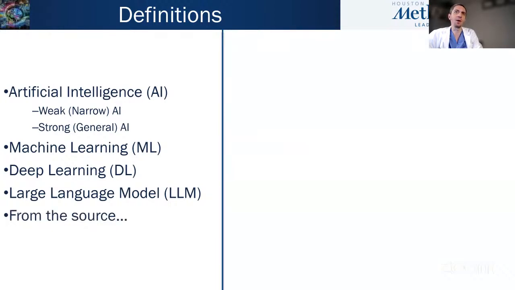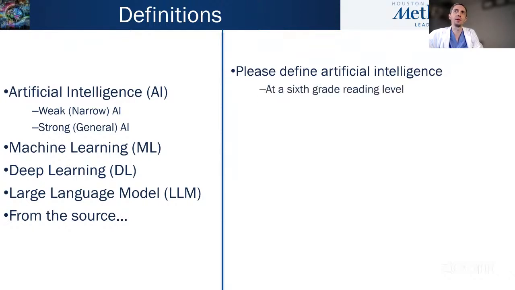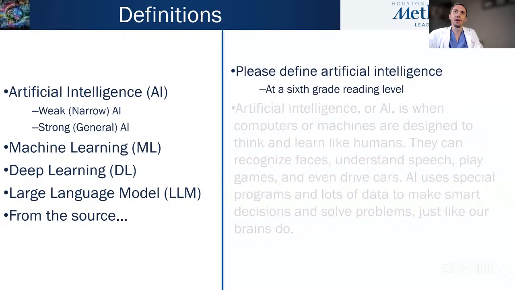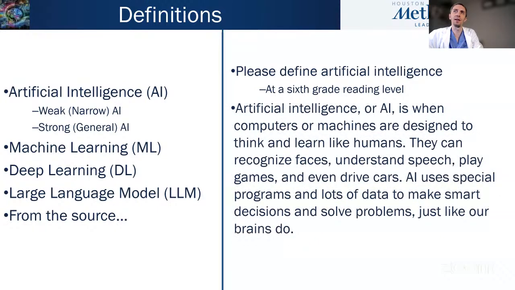And finally, I went straight to the source. I asked ChatGPT to define artificial intelligence for us, but I know the audience is mostly spine surgeons, so I made it appropriate, at a 6th grade reading level. And this is what it provided.